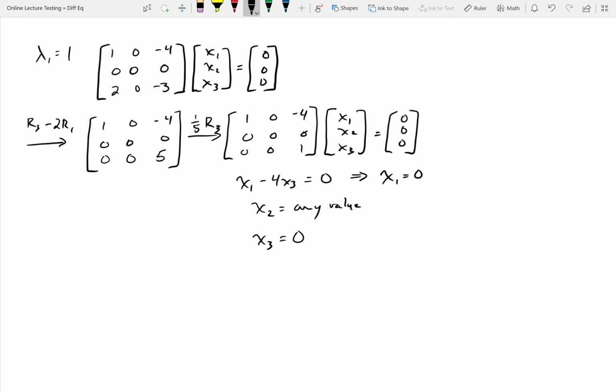So therefore, x1 is equal to 0, x2, 0. So choosing a non-trivial value, I'm going to just choose 1 here, which gives us a nice clean value to work with. So we get x1 is equal to 0, 1, 0. So that's our first eigenvector. All right. Moving along.